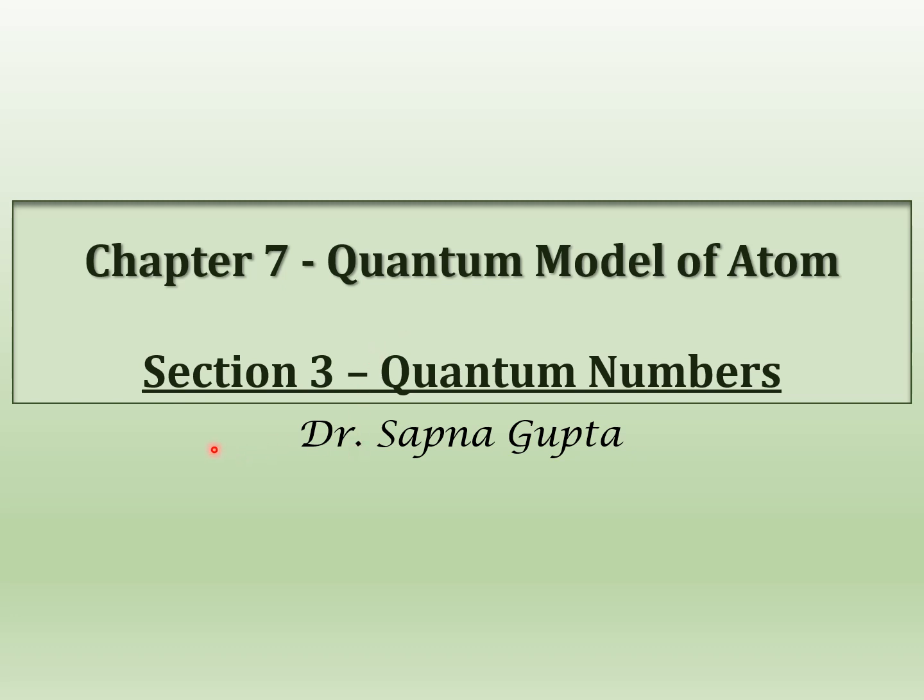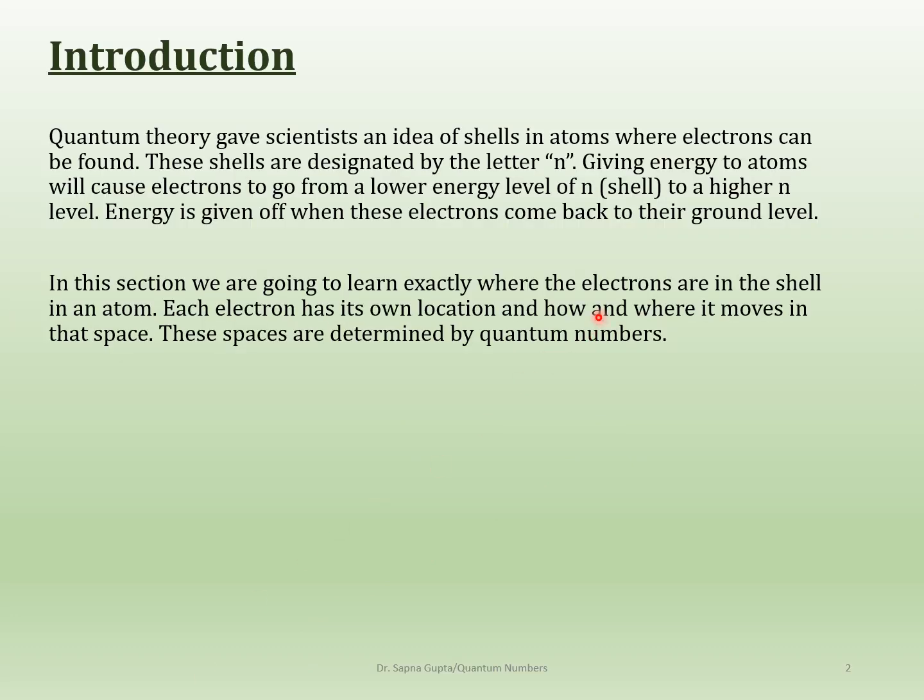The final part to understanding the quantum model of the atom is the quantum numbers. Now we are going to try and establish where these electrons exist. We've understood about the shell numbers, that there are shells and the electrons are in shells, they travel in waves and all of that. But now we're going to talk about where those electrons really exist.